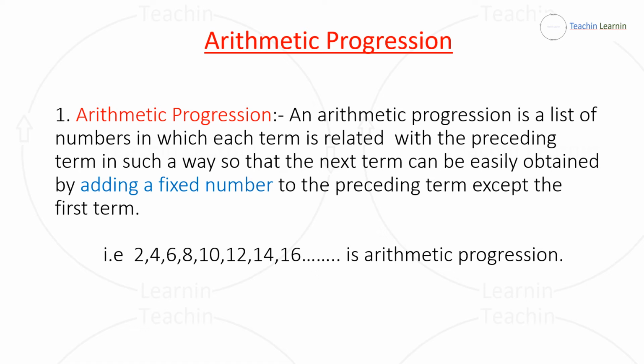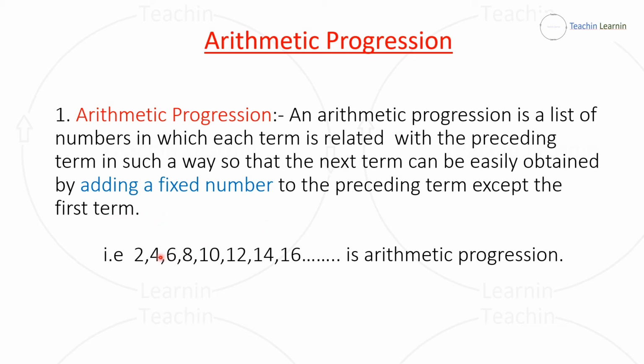Now let's come to the topic arithmetic progression. Let us revise what arithmetic progression we have defined earlier. An arithmetic progression is a list of numbers in which each term is related with the preceding term in such a way that the next term can be easily obtained by adding a fixed number to the preceding term except the first term.